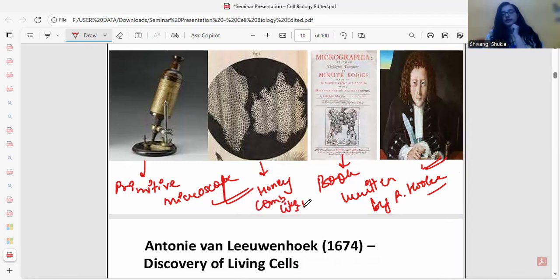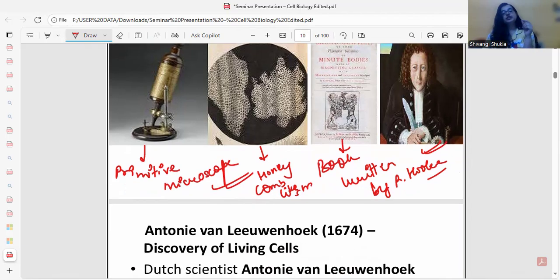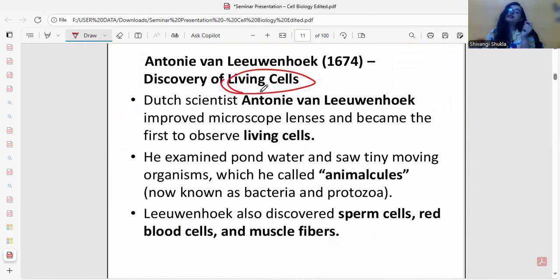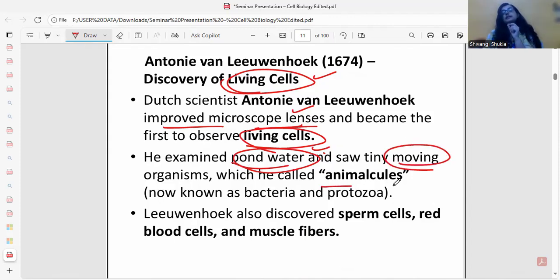Honeycomb-like structure. Fine. Moving on to the next scientist, Antony van Leeuwenhoek. He was responsible for the discovery of living cells, and he used improved microscope lenses and became the first one to observe the living cells. He collected pond water and he saw tiny moving organisms, which he called animalcules. Animalcules is basically the term we use for the locomotory organisms, now known as bacteria and protozoa. They are referred to as animalcules because they are motile organisms.